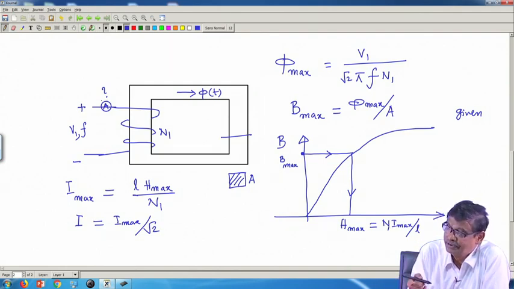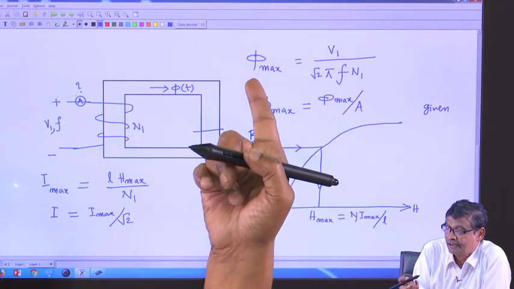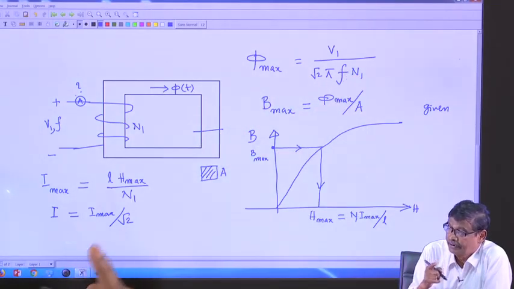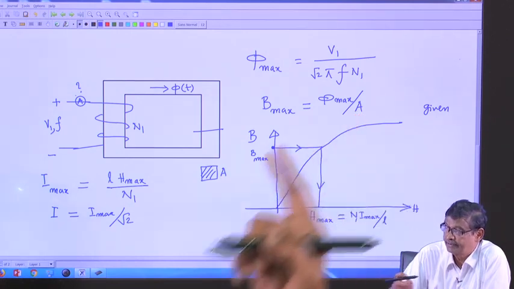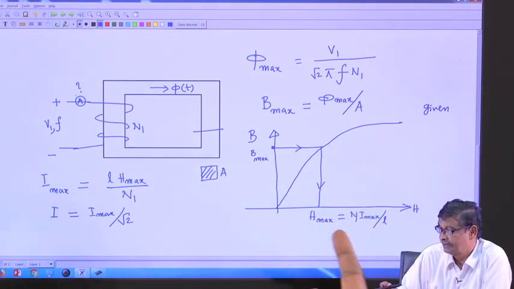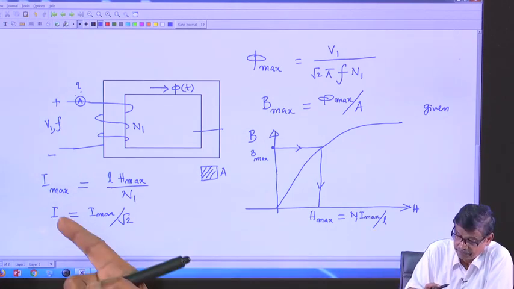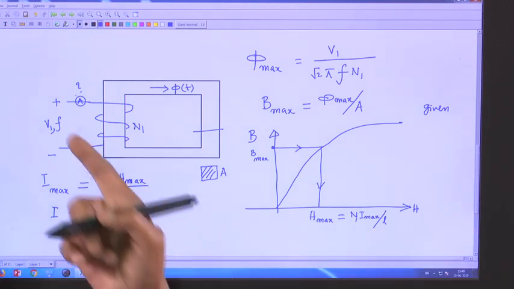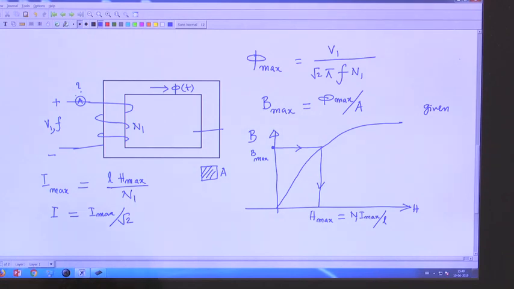So, what I will do is this: I will first calculate phi max, then I will calculate B max. If B max is known, then I will calculate H max, and from that I will be able to calculate I max, and that divided by root 2 will be the RMS value of the current. This you must understand.